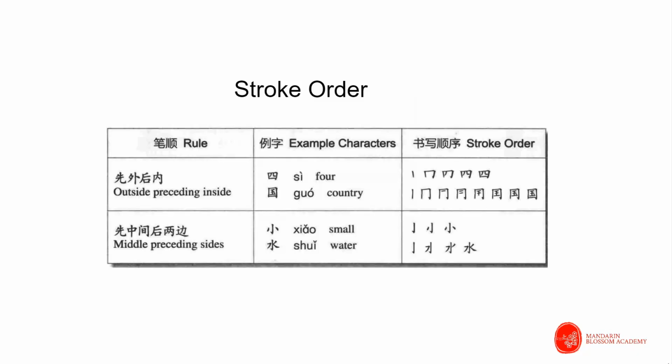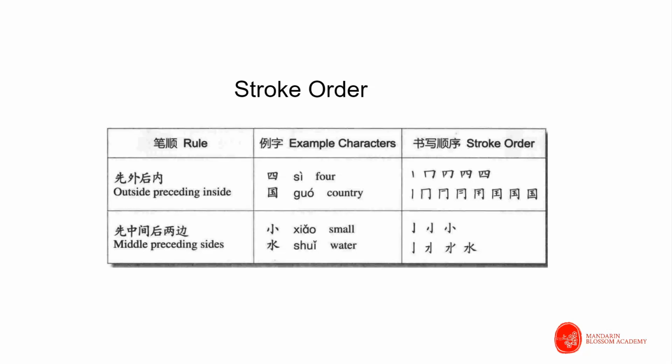Now let's look at some stroke order rules. And this is our last rule of stroke order. So this one is outside preceding inside. We write outside first, and then inside, and then you can seal it. And same with this one, outside, and then inside, and then seal it at the end. The second rule, you write the middle first, and then two sides.